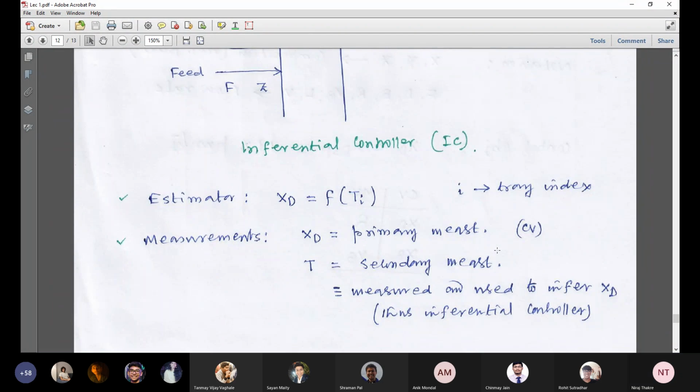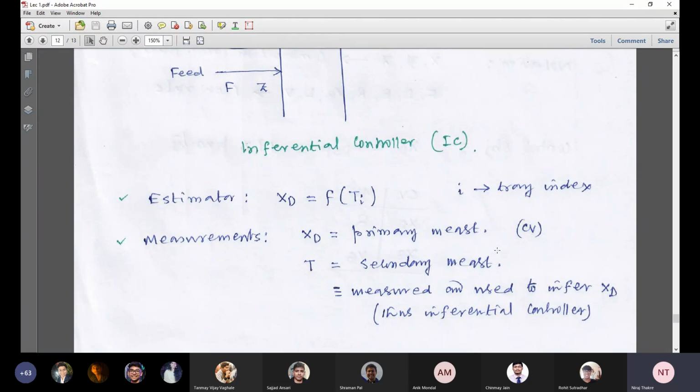Yes, sir. Tell. We are not measuring XD, but still we are saying this is primary measurement. Why? Anything you try, it may not be correct, it's okay. Anyone can give the answer?